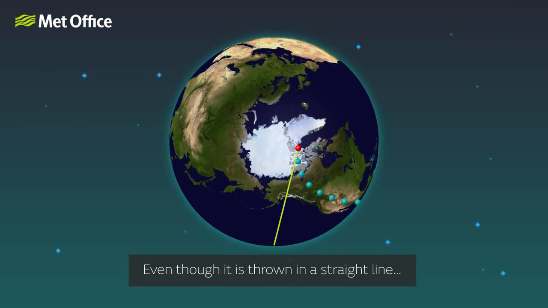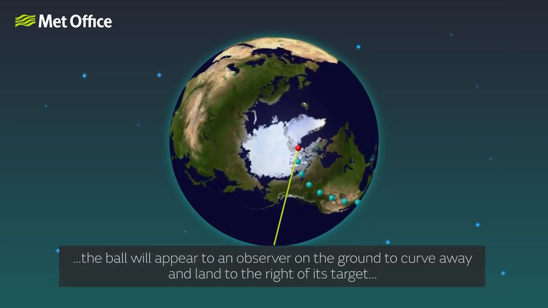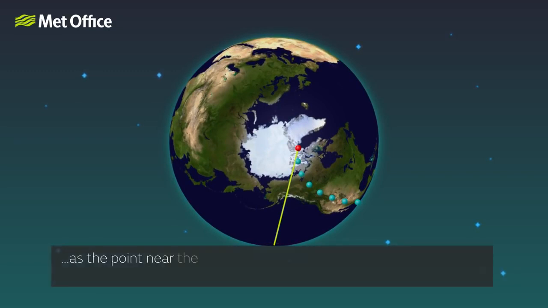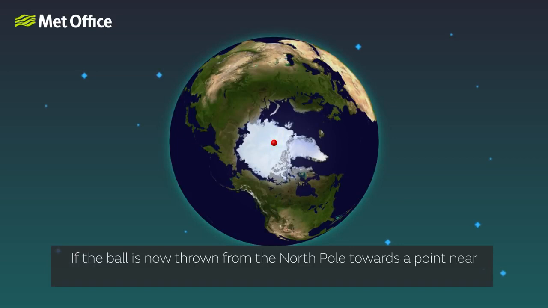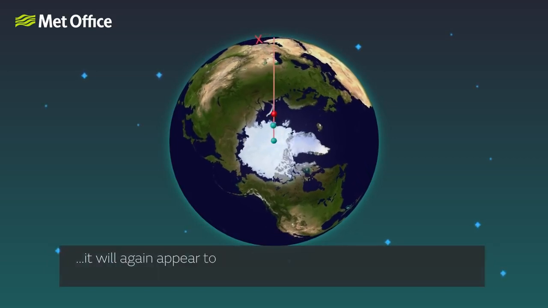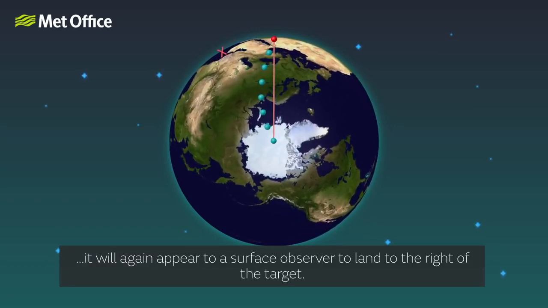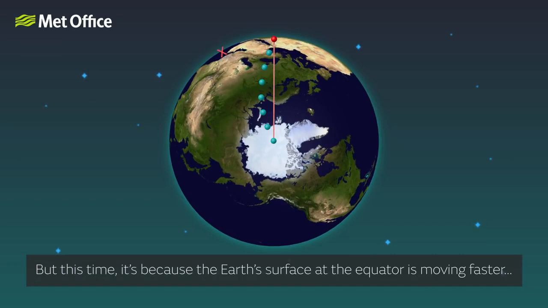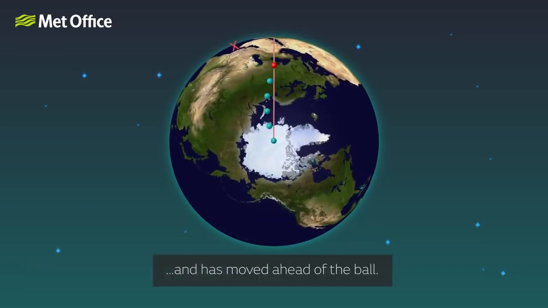Even though it moves in a straight line, the ball will appear to an observer on the ground to curve away and land to the right of its target, as the point near the North Pole is moving more slowly and is not caught up. If the ball is now thrown from the North Pole towards a point near the equator, it will again appear to a surface observer to land to the right of its target. But this time it's because the Earth's surface at the equator is moving faster and is moved ahead of the ball.